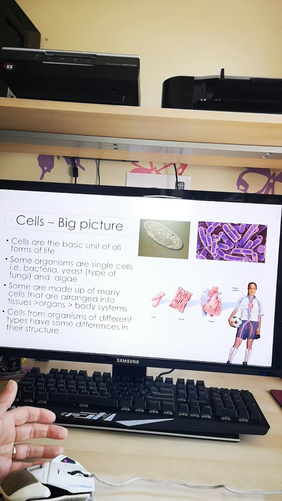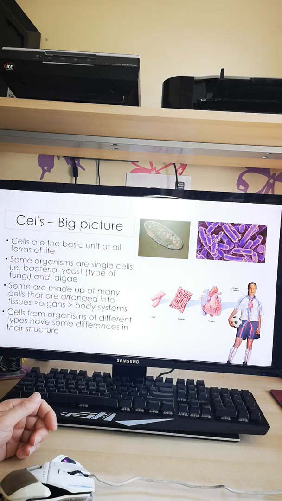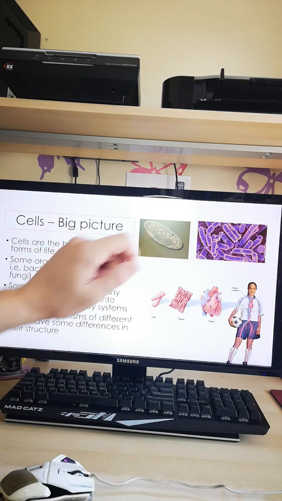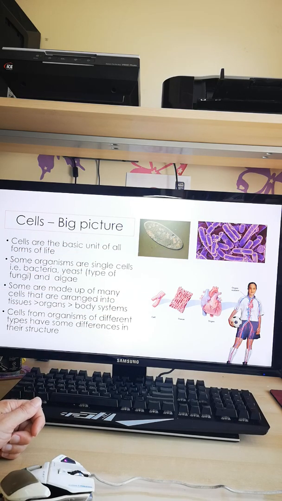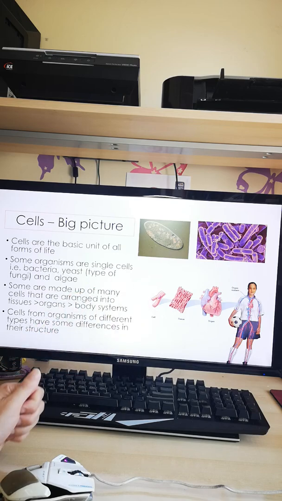So that's what you've been busy doing. I'm going to recap some of that. Just in case you're wondering, in the pictures over there, we've got a single cellular algal cell under the microscope. We've got lots of single cellular bacterial cells. And we've also got some human cells arranged into tissues and organs and an organ system.